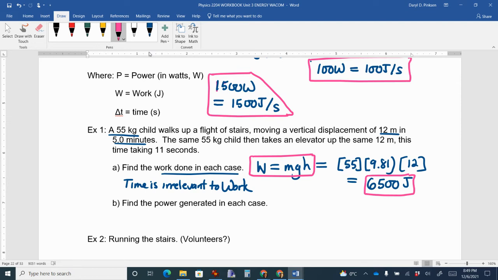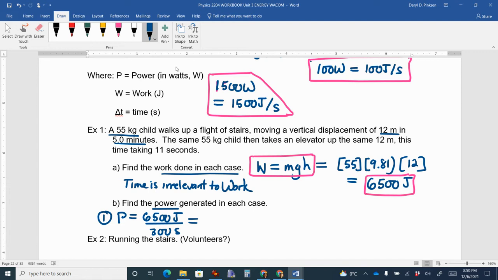But the power is different. When we look at power, we're dealing with a different concept altogether. So let's call this the first scenario, the 5 minutes, and 5 minutes, by the way, is 300 seconds. So in the first scenario, the power would be the work done, which is 6,500 joules, all over 300 seconds. Everything has to be in seconds in physics. You can't go using minutes. It won't work.